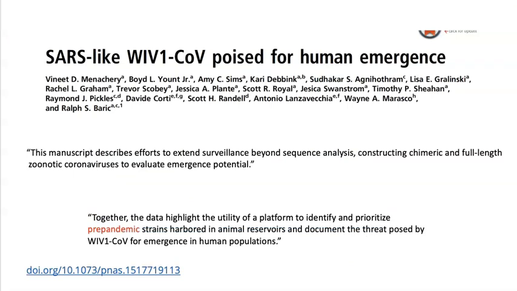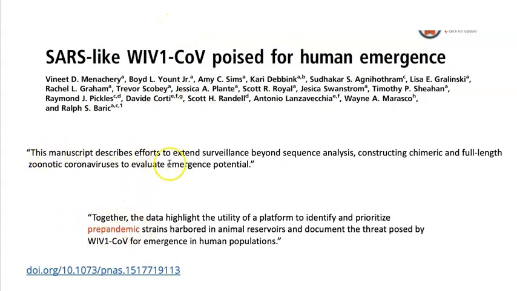Another extremely strong piece of circumstantial evidence came from this 2017 paper. A SARS-like WIV1, so WIV stands for Wuhan Institute of Virology, so it's interesting that the virus originated in Wuhan. The first cases were in Wuhan, and coincidentally or not, there is a Wuhan Institute of Virology that, according to this paper, was actually working on these so-called pre-pandemic strains.